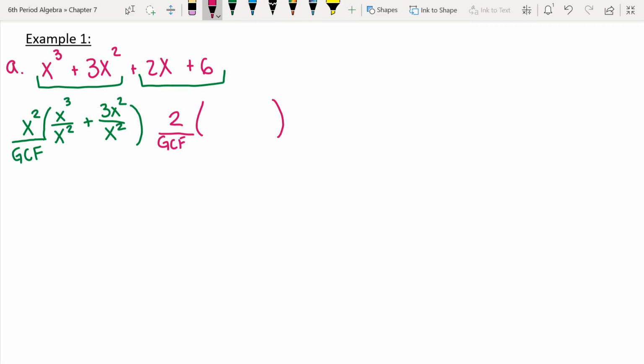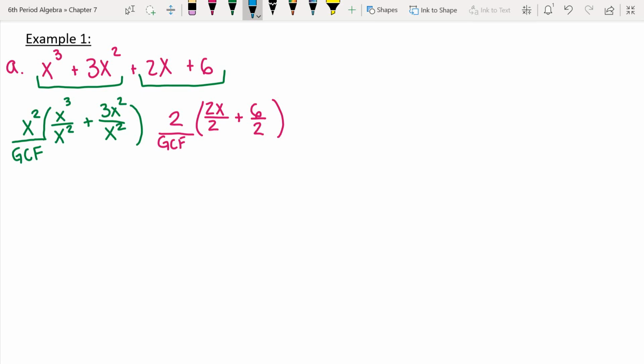So I'm going to show that work. I'm going to prep it inside. When I factor out a GCF, I'm dividing it from every term. So I'm doing 2x divided by 2 plus 6 divided by 2. From here, I will actually do all my simplifying.